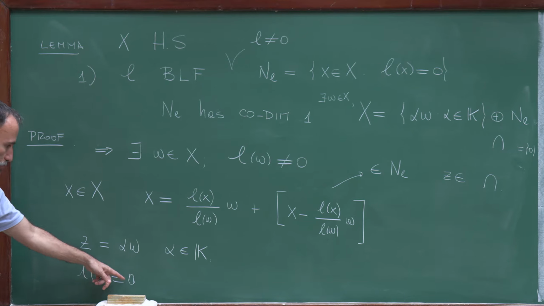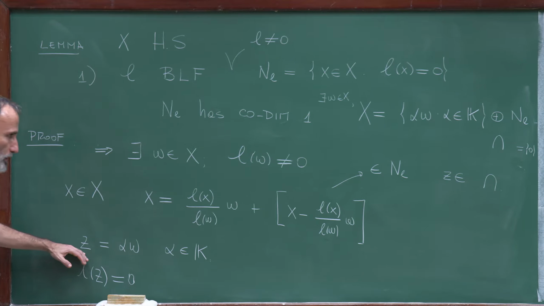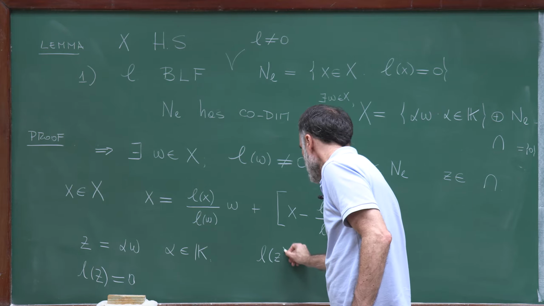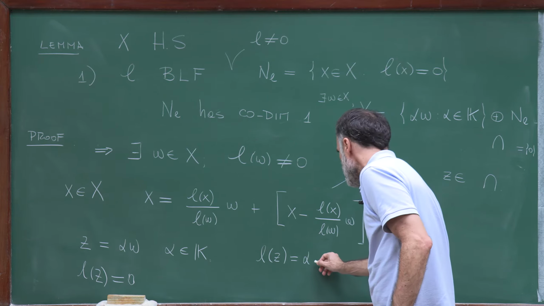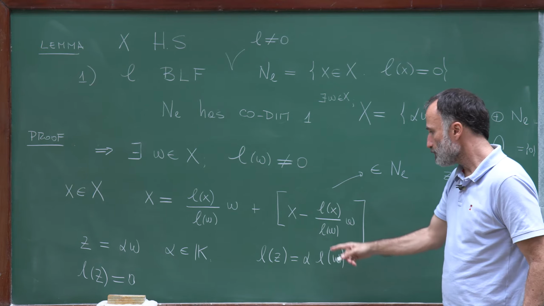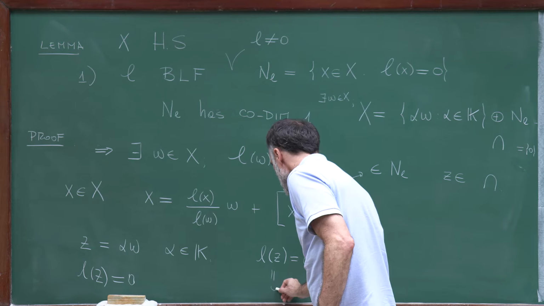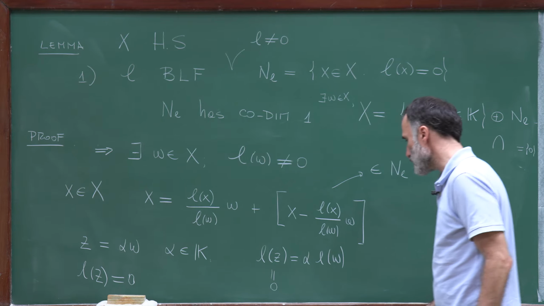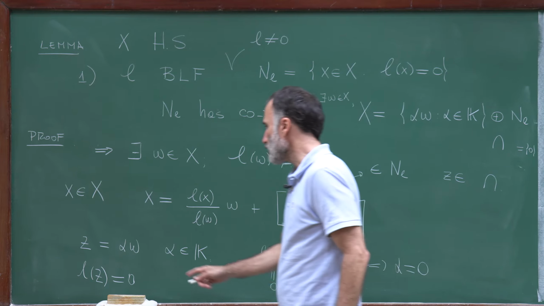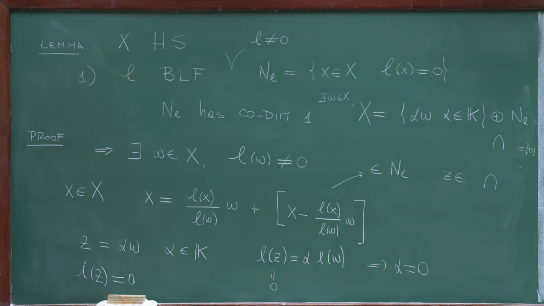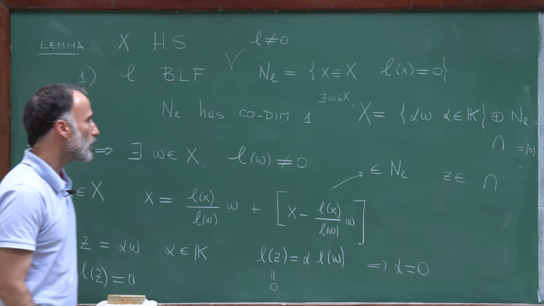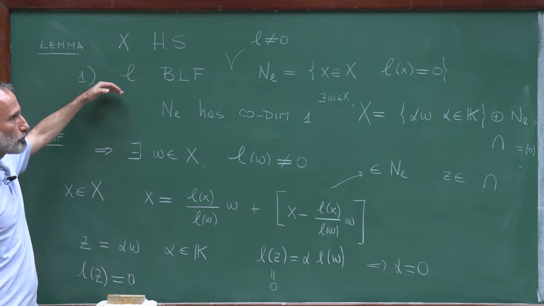So since L of Z is equal to 0, I apply L on both sides of this identity, and by linearity what I get is that L of Z is equal to alpha times L of W. Well, L of W is different from 0. L of Z is equal to 0 because Z belongs to the null space, and this implies that alpha has to be equal to 0, and therefore that Z is equal to 0. This proves that the intersection is indeed composed of only the 0 element and completes the proof of the first claim.